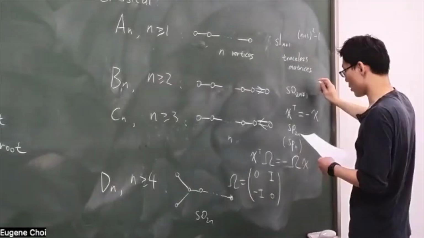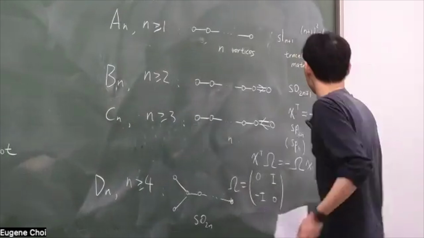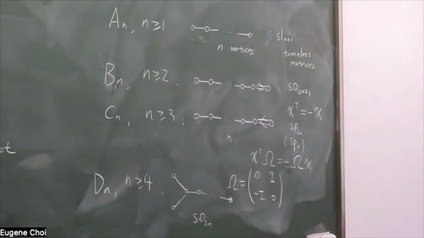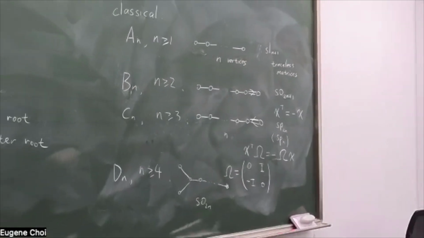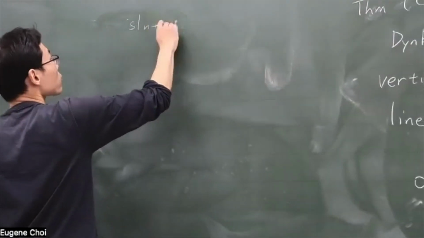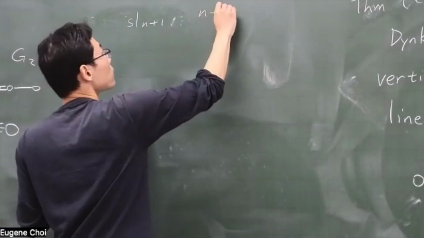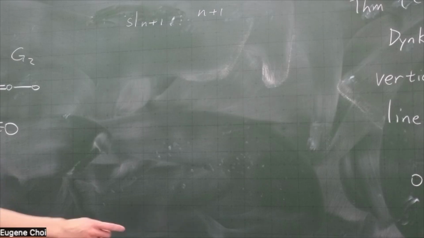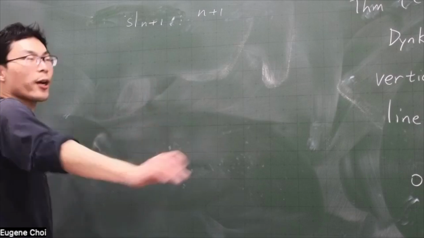Maybe let me just write it here. So SL(n+1) corresponds to... no, it's called symplectic. So we'll say something more when we talk about Lie groups. It's the word symplectic. Yeah, I'll write this down later.